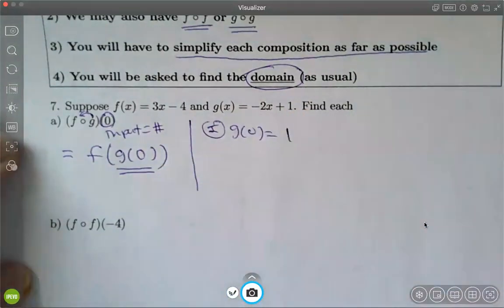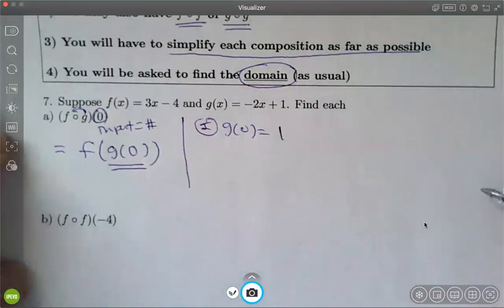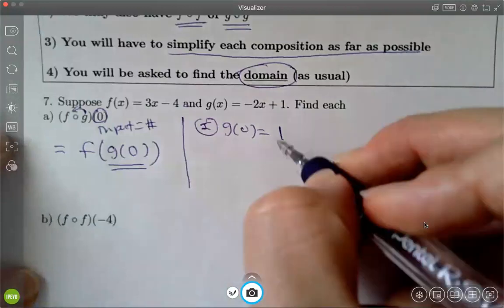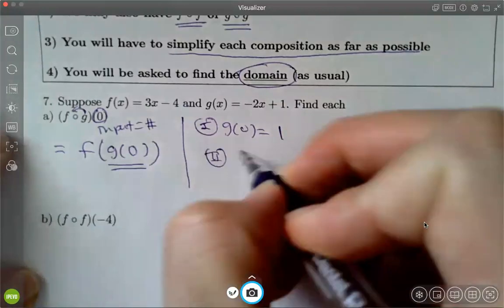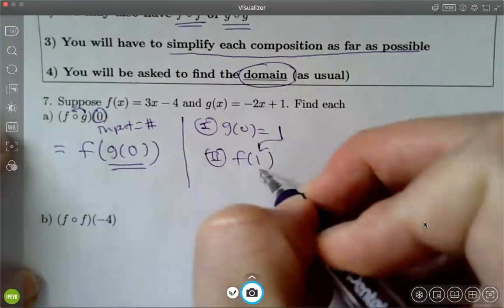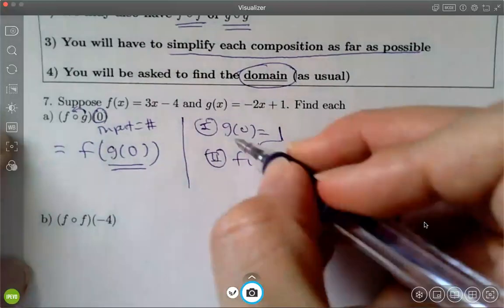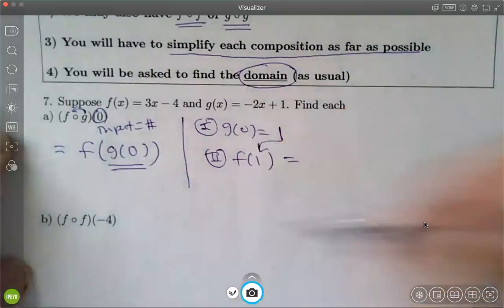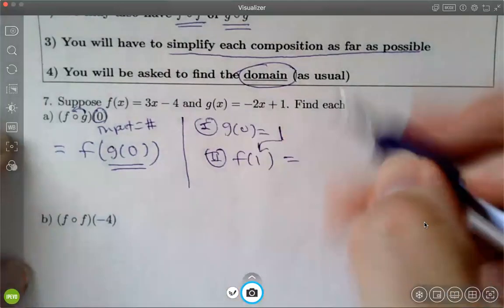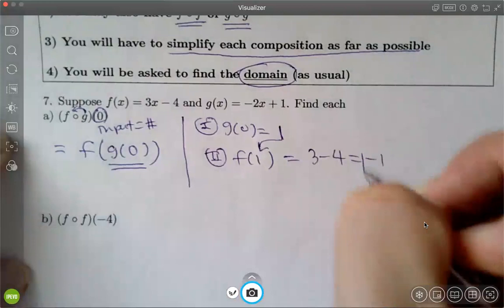Now, is 1 the final answer? No. Now what do you have to do? Plug that into f. Remember, you are plugging in twice: one into g and then the other into f. And what is f of 1? 3 minus 4, so that's negative 1. So that is the final answer.